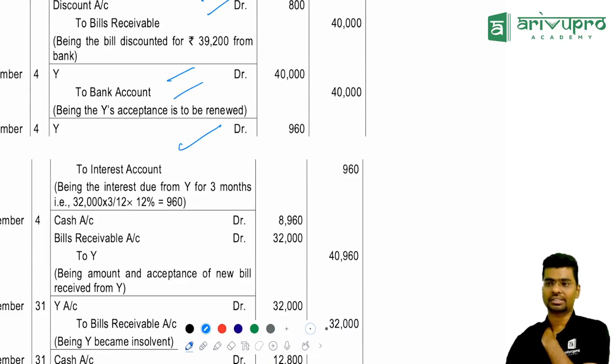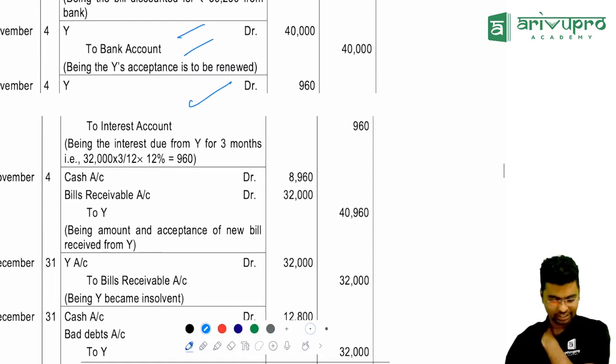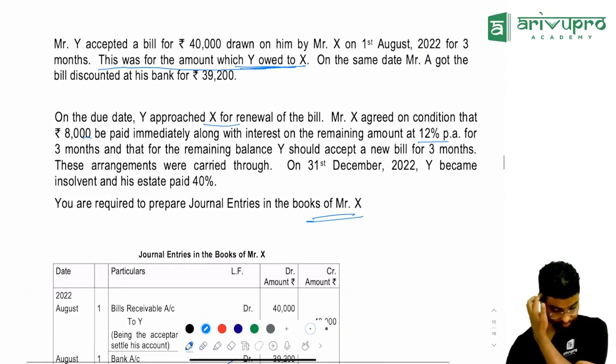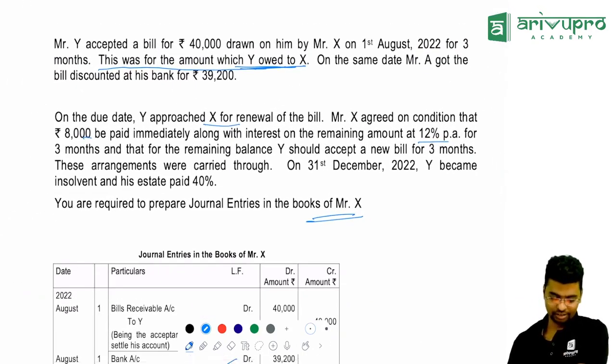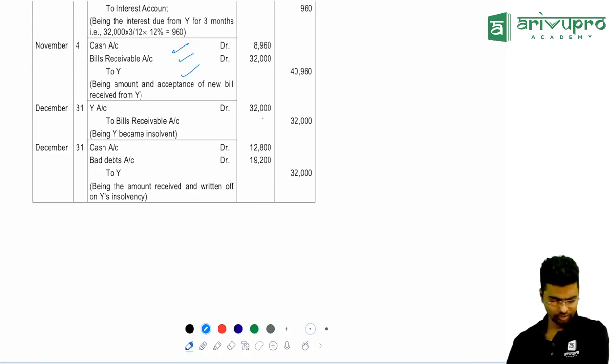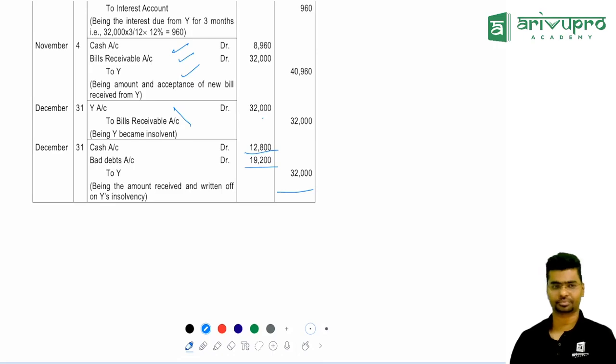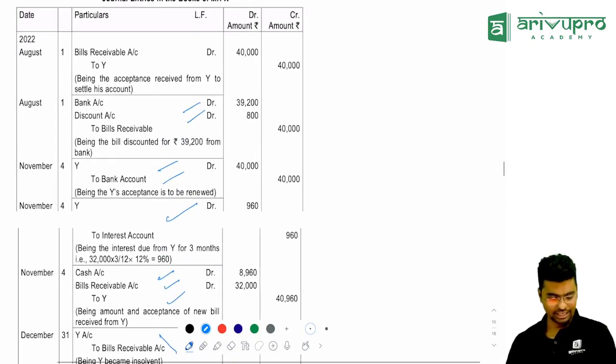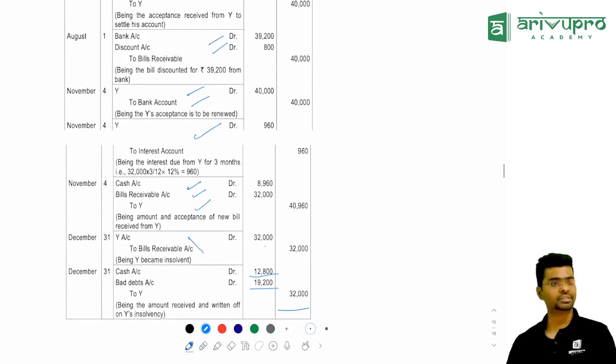Anyone had doubt in this interest calculation? Then after that, you will receive the cash, balance you draw the new bill and then put it to Y. Any doubt in this entry? Next one. X accepted the bill. On 31st December, Y became insolvent. Y to bills receivable. In that, how much are you getting? Cash balance to. Anyone got this wrong? Any mistakes that you have done? Everyone got this right.